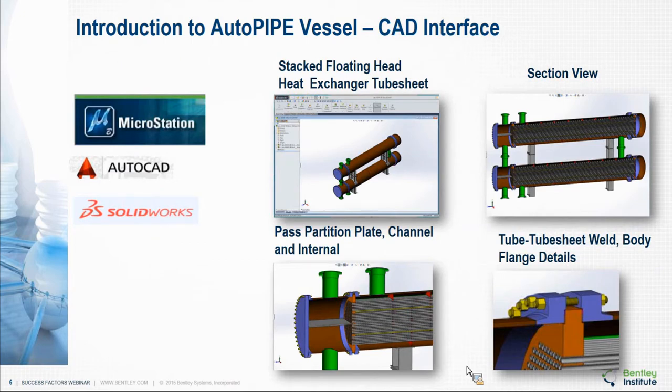You can have a CAD interface with AutoPIPE Vessel. Once you do the mechanical design of a pressure vessel or heat exchanger, and your modeling is completed, you can export the model to MicroStation, AutoCAD, or SolidWorks. Some of the examples shown here include a stacked floating head heat exchanger, tube sheet section details, pass partition plate, channel and internal details, tube to tube sheet weld, and body flange details, and these are all obtained automatically from AutoPIPE Vessel via the CAD interface 3D export feature.